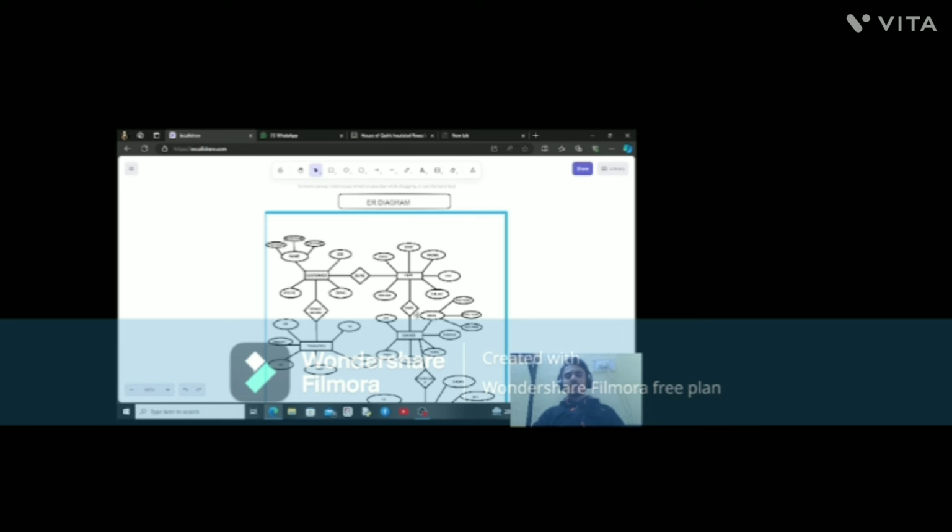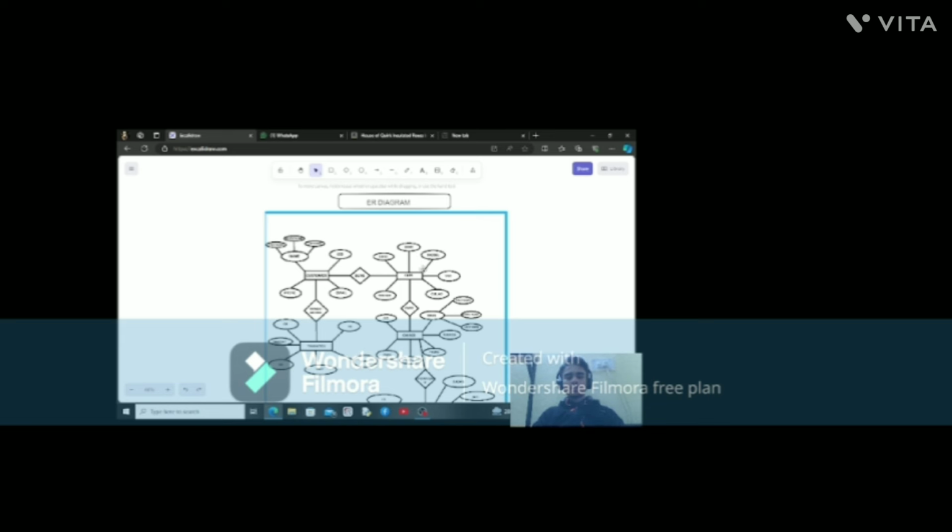ER diagrams also help us to define the primary keys, foreign keys, and relationships, and make sure the database complies with established guidelines. And basically, ER diagrams support maintaining data integrity. So here is the symbol of the ER diagram, as you can all see.